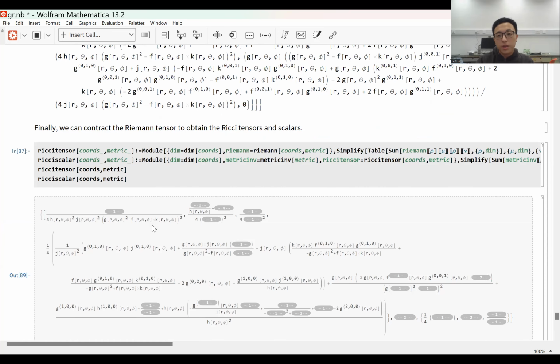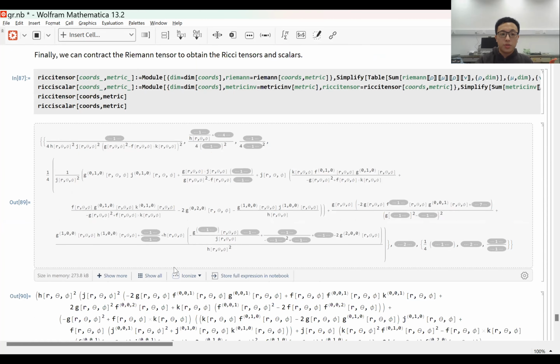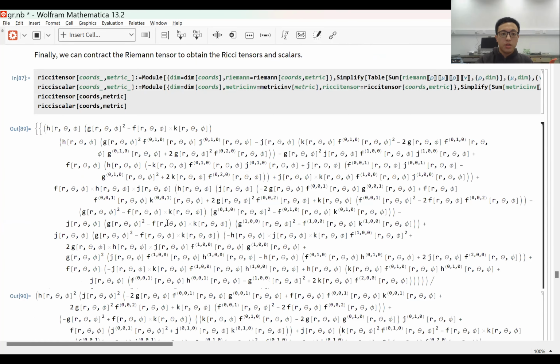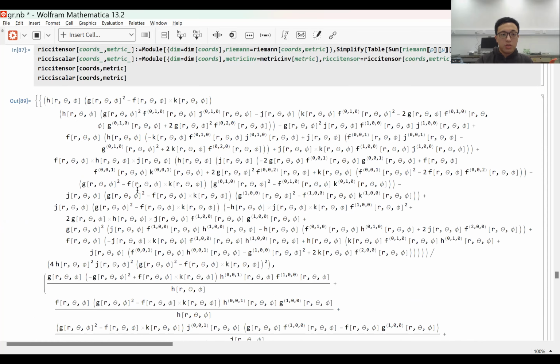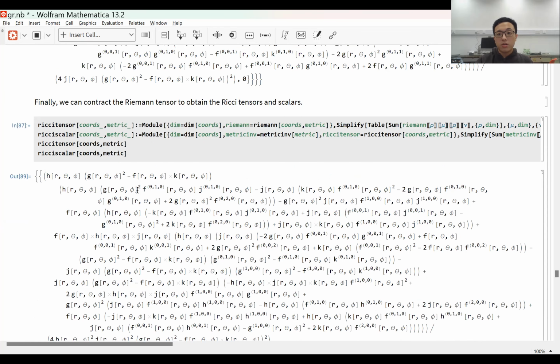So I sincerely hope that this does not crash my computer. Okay, so we obtain another complicated expression. If we show all, you can see it's also very long. So the Ricci tensor is a 4 by 4, so there should be 16 components, but a lot of them are degenerate. Basically they're the same.